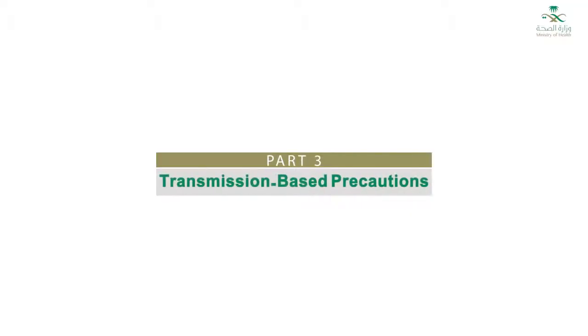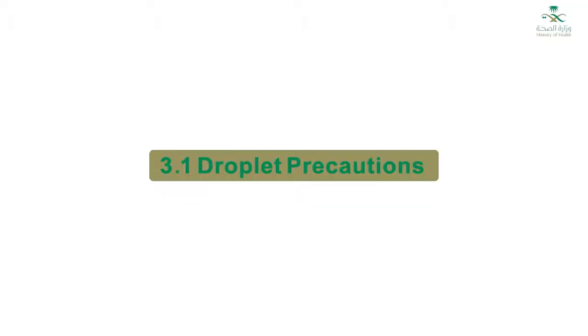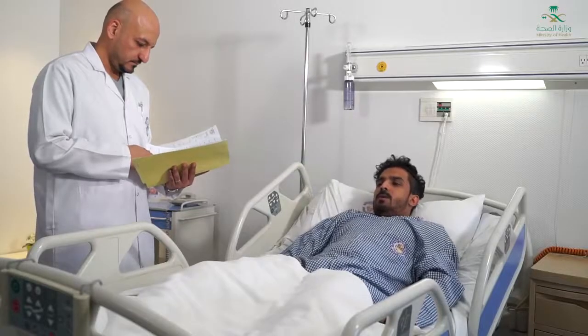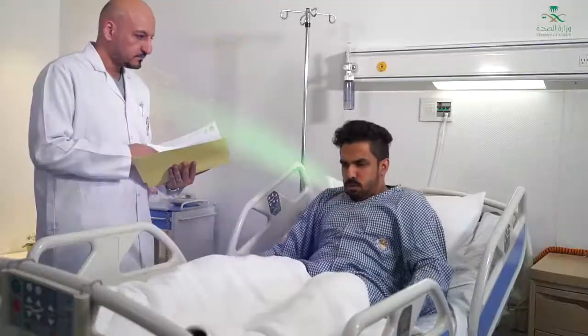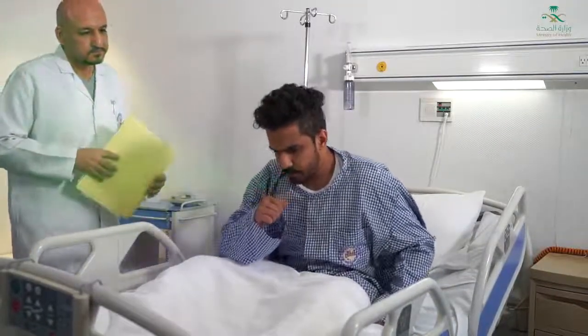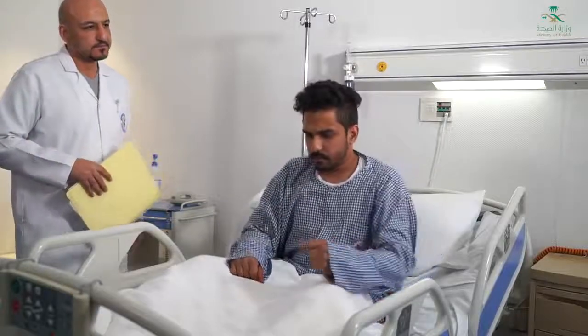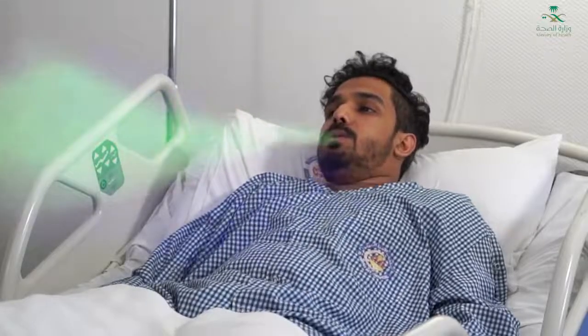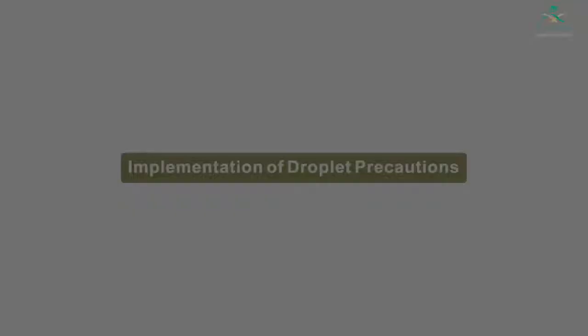Transmission-based precautions. Droplet precautions. This patient suffers from flu. People with flu can spread it to others within 1 to 2 meters away. Droplet transmission of flu viruses spreads mainly by droplets made when people with flu cough, sneeze, or talk. These droplets can land in the mouths or noses of people who are nearby or possibly be inhaled into the lungs. Examples of diseases transmitted by large droplets include influenza, meningococcal meningitis, and pertussis. Precautions must be implemented to prevent droplet transmission.